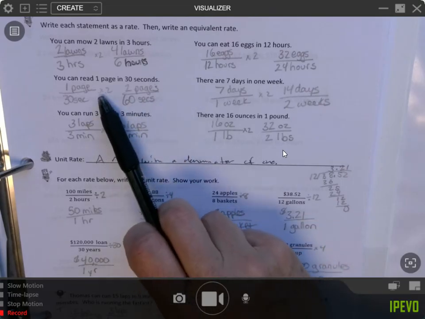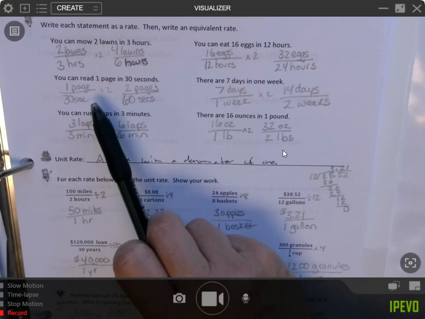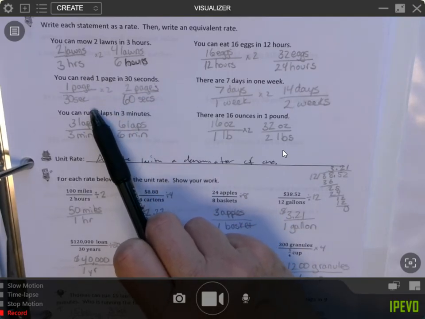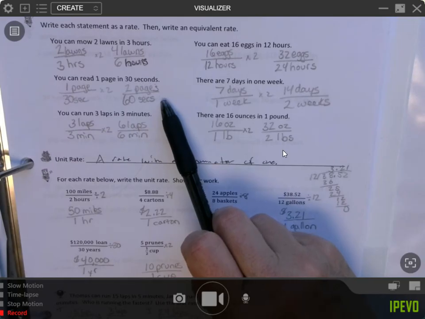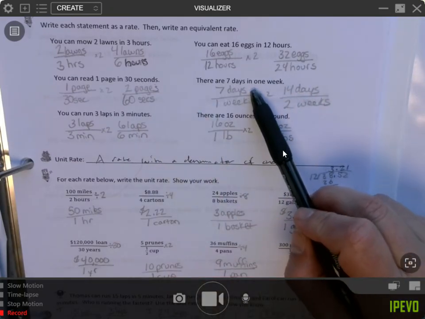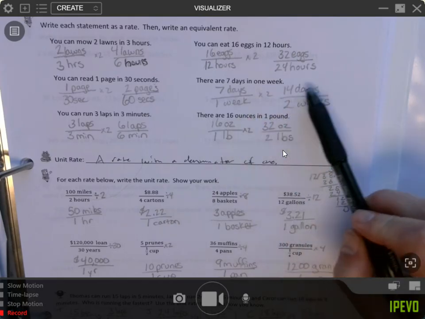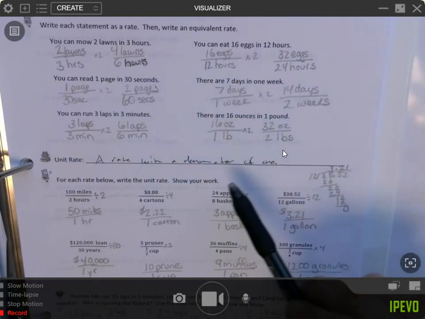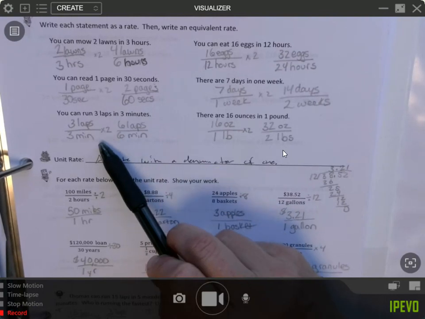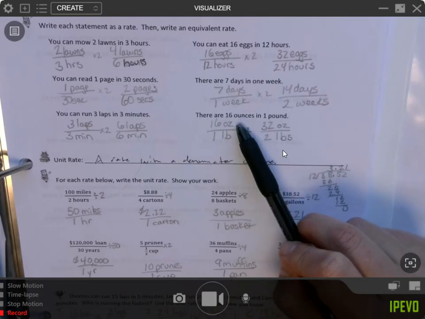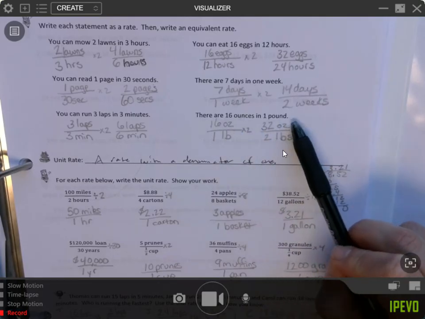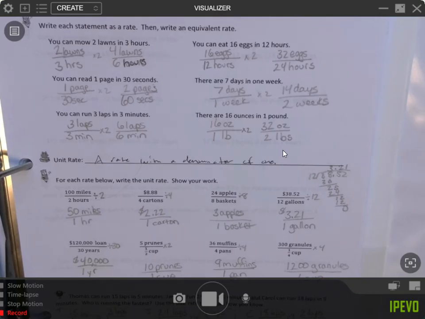The big thing to remember is whatever you're multiplying by, you multiply the top and the bottom by the same scale factor, by that same number. So I put 1 page to 30 seconds, to 2 pages to 60 seconds. Everybody should have 7 days in a week. I did 14 days in 2 weeks. Everyone should have 3 laps to 3 minutes. And then I put 6 laps to 6 minutes. 16 ounces in 1 pound, 32 ounces to 2 pounds. Any questions? Any equivalent rates that you want me to check?